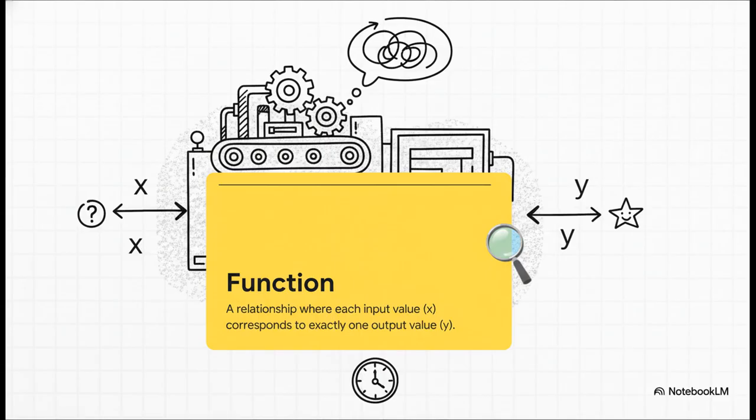It's basically a rule that describes a predictable relationship. For any single input you give it, we usually call that x, it will give you back exactly one output, which we call y. Think of it like a super reliable machine. You put something in, and you know exactly what you're going to get out every single time. And it's that predictability that makes functions so incredibly useful for describing how the world works.